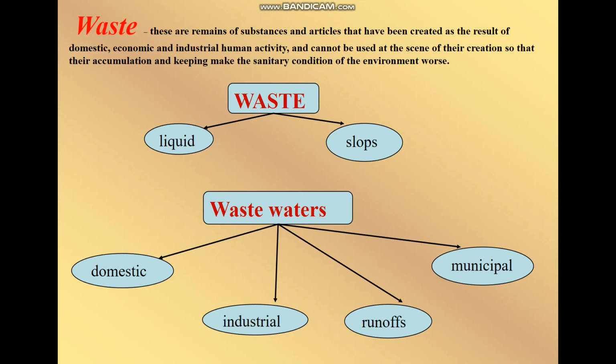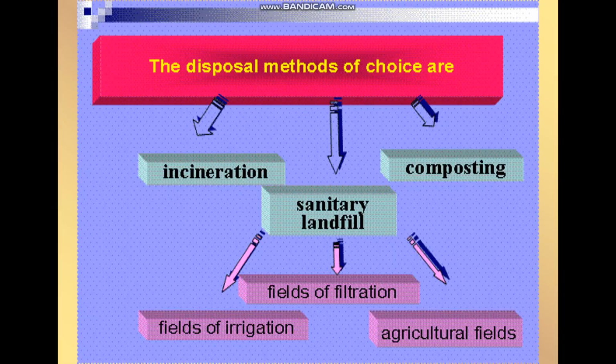These are amounts of substances and articles that have been created as a result of domestic, economic, and industrial human activity and cannot be used for the purpose of their creation, so that their accumulation and keeping make the sanitary condition of the environment worse. Waste is divided into liquid and slops. Liquid: sewage from cesspool toilets. Slops: from cooking and dish and floor washing. Wastewater: domestic, industrial, runoff, municipal. Disposal of waste is applied by incineration, sanitary landfill, and composting.